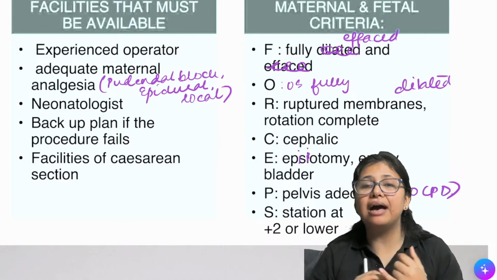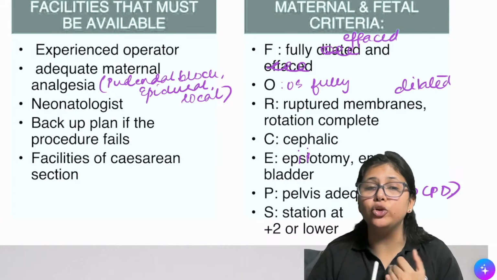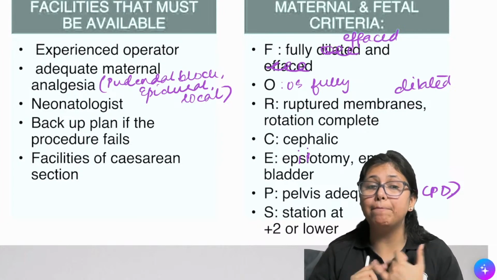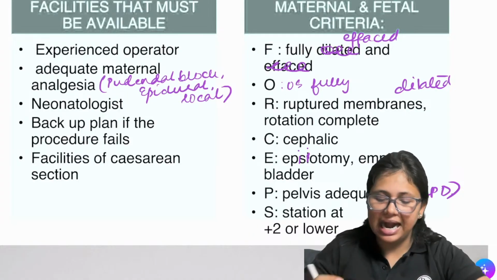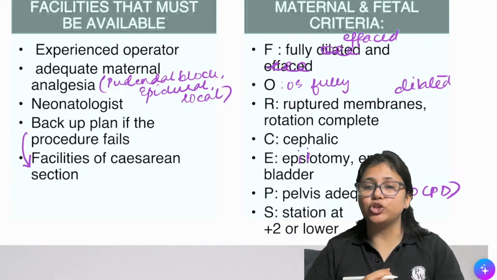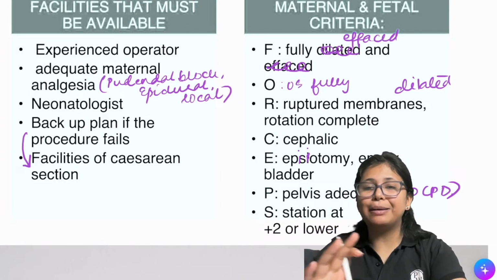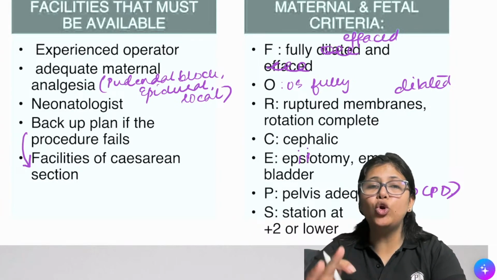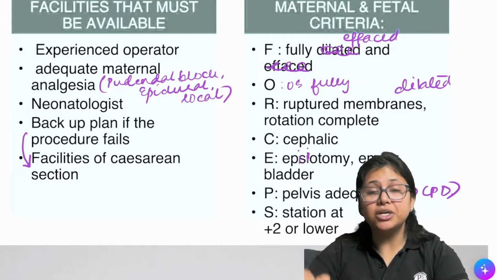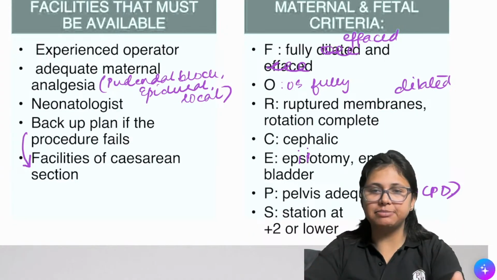So you need to have adequate maternal analgesia. You need to have a neonatologist, right? And importantly, you need to have a backup plan if the procedure fails. And what is that backup plan? Cesarean section. Most importantly, whenever we are applying an instrument, and this is more true in case of forceps than in the case of vacuum, the person who is applying the forceps should be very, very experienced. So you need to have an experienced operator.